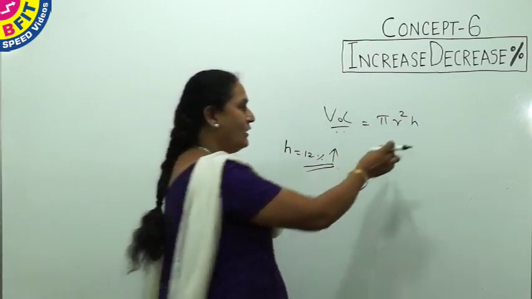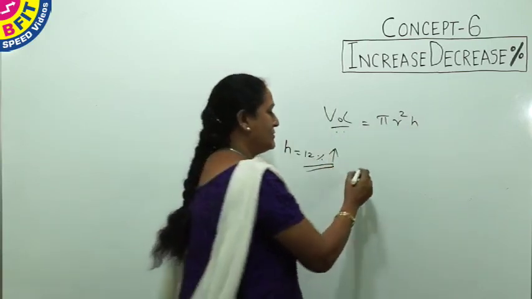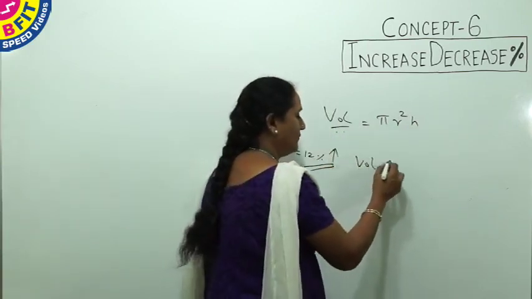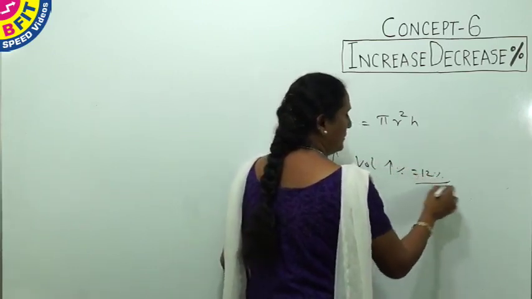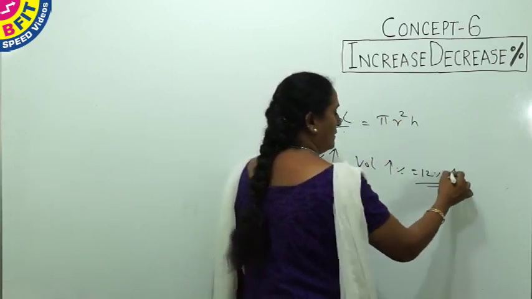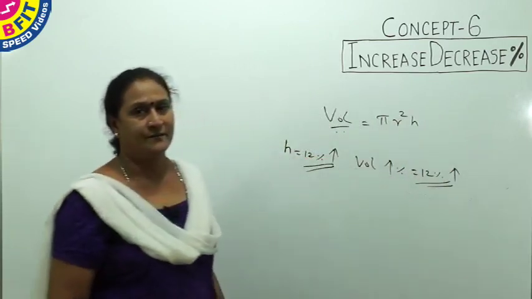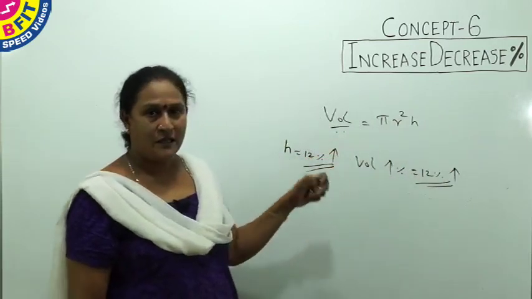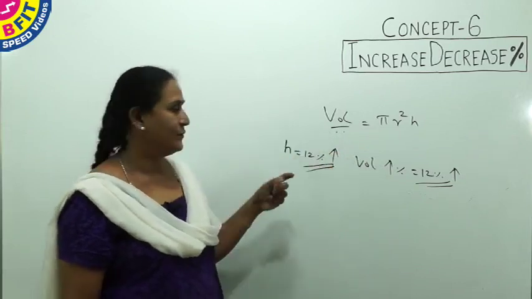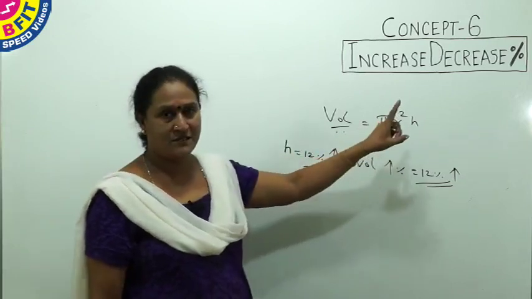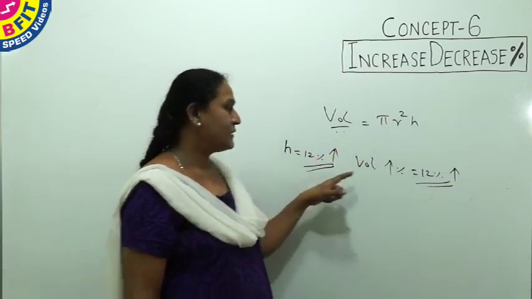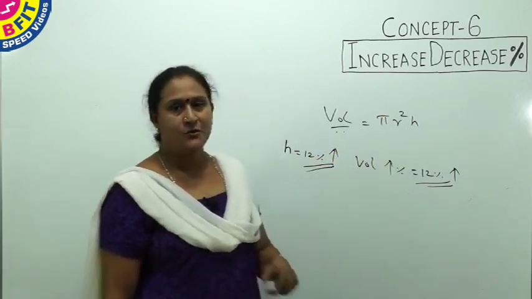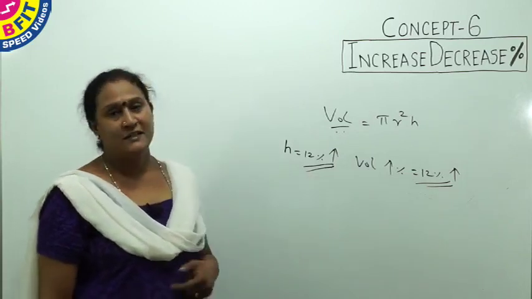When only one factor is increased, the volume increase will also be equal to the same 12%. So for one change, there is no additional change for the volume. The radius remains the same, only the height is increased by 12%, so the volume also increases by 12%. Now we'll see the next example.